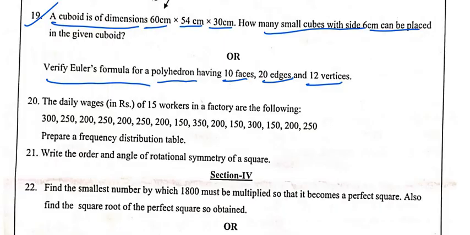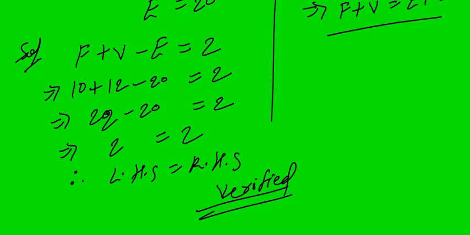Now moving to the next question, this is related to statistics. The question is, daily wages of 15 workers in a factory are given, and we have to prepare a frequency distribution table. So this is ungrouped data. Simply you have to either make it grouped data or simply solve the question. So we are having a frequency distribution table.